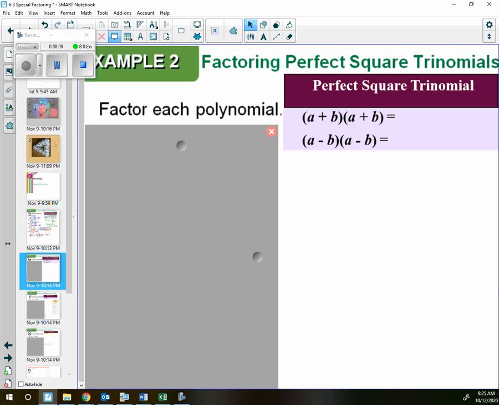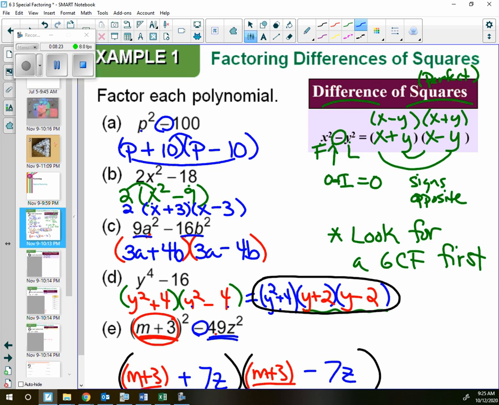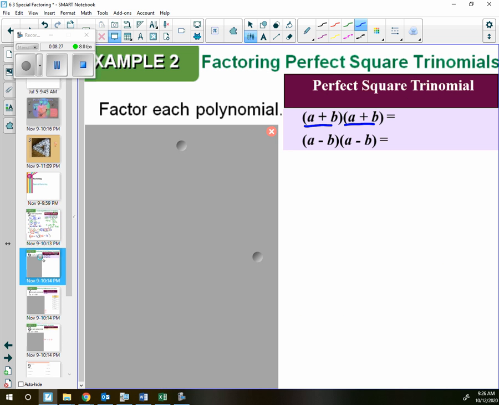All right, so another one, which is very similar, is called perfect square trinomials. So what happens in a perfect square trinomial is that both of the binomial factors are identical. So in the last one, they were almost identical, right? We had one that was a plus and then one that was a minus. In a perfect square trinomial, both of the binomials are identical.